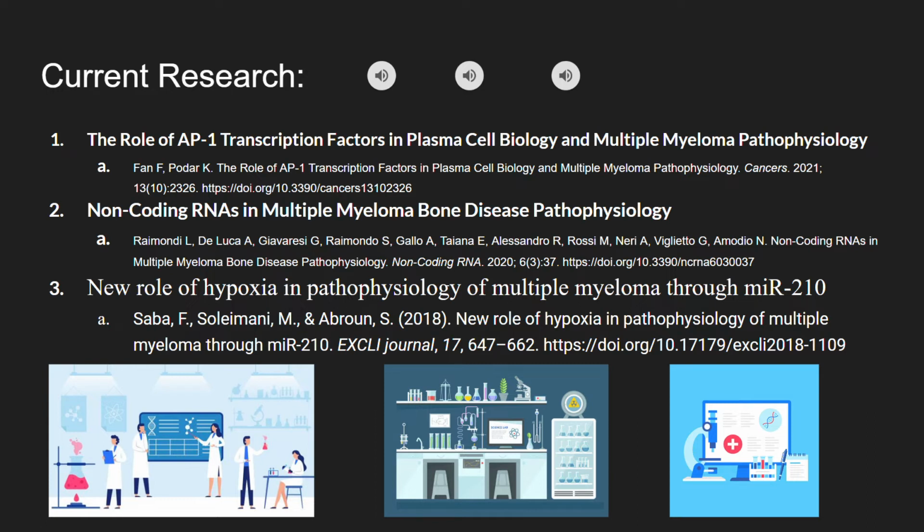And I know that was a lot of information and may not have made a lot of sense for a person without a science or medical background, but now you know that this research in this field is happening, and it's important because the more we know, the more we can find effective treatment plans for multiple myeloma.